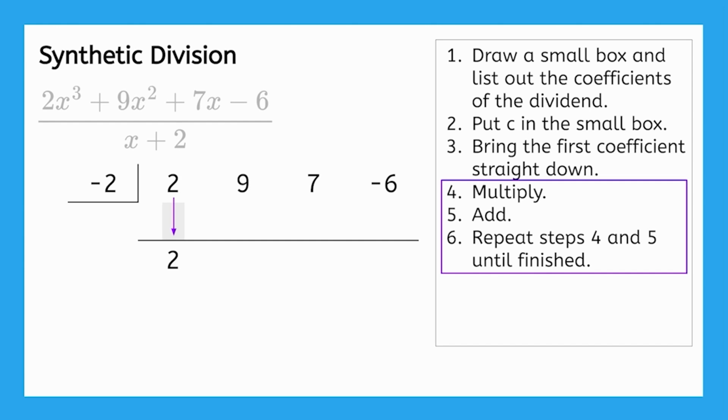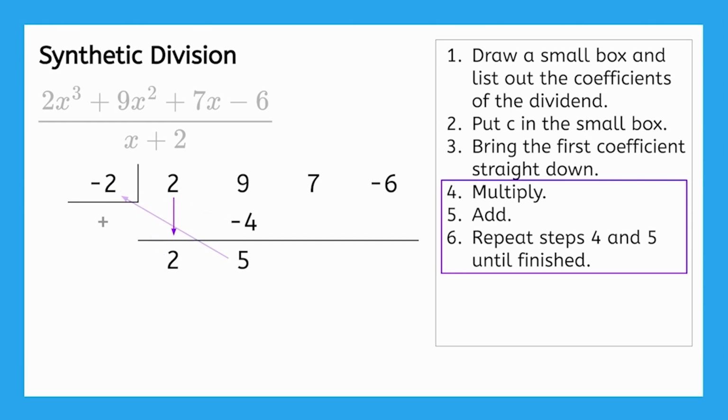Step 4 is to multiply the value you just brought down below the line times whatever is in your box. So +2 times -2 is -4. Put that -4 in the next spot above the line, just below the 9. Step 5 is to add the two values and put the result below the line. 9 plus -4 is +5.